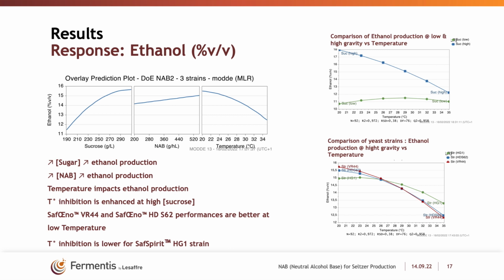And in the graph at the bottom, which is a comparison of the different products, we can see that Fonchy-Penot VR44 and the Fonchy-Penot HDS62 performances are better at low temperature, while the temperature inhibition is lower for the SAF spirits AG1 strain.